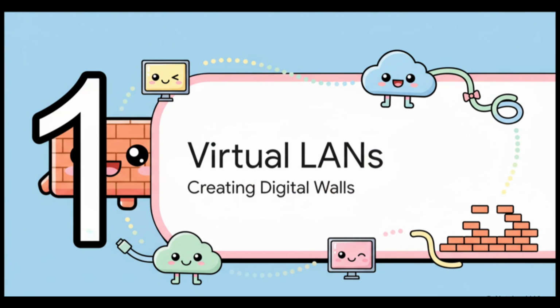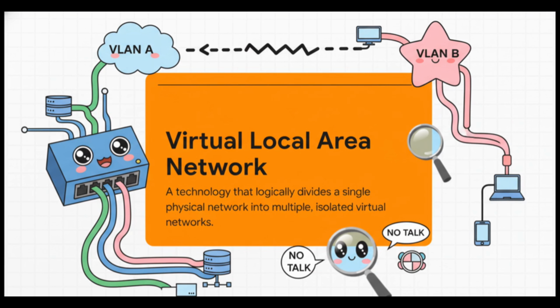And that's where our first tool comes into play, the virtual LAN, or as you'll always hear it, the VLAN. You can think of VLANs as the digital way to build walls inside our network, creating these separate, secure rooms. This is exactly how places create a separate guest Wi-Fi, or how they isolate their sensitive credit card processing systems from everything else. So what is a VLAN, really?